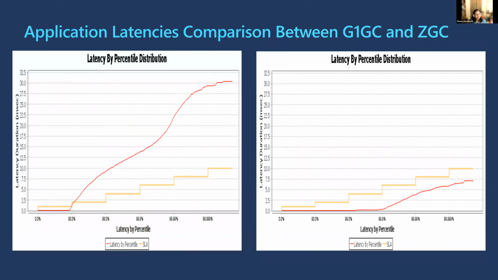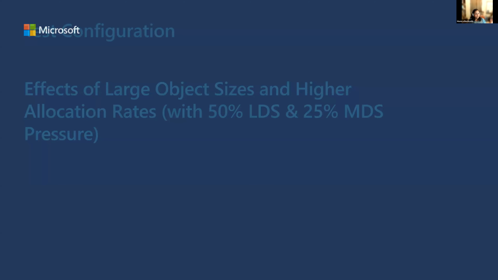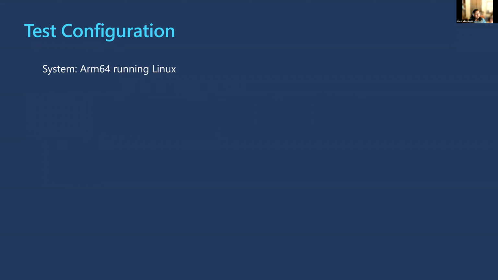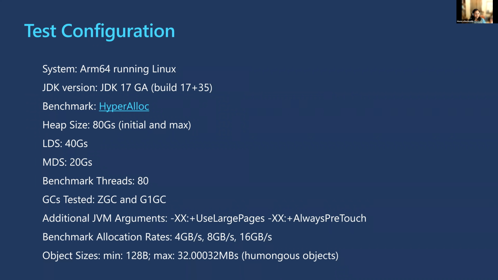Okay, this is just a comparison between G1 and ZGC based on the SLA. The SLA is 10 milliseconds. G1 seriously blew the SLA, but I wasn't expecting it to be any bit closer to ZGC. Like I mentioned, we have 50% LDS and 25% MDS, which is medium data set size. It's the same system, same heap, same benchmark, everything is the same except for the MDS, which is 20 gigs now. Everything is the same about pressure, object size, and everything.